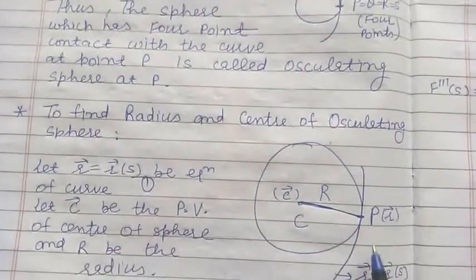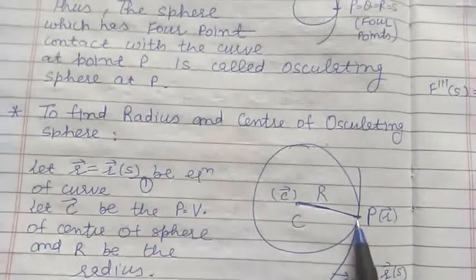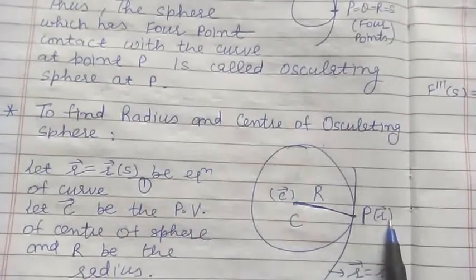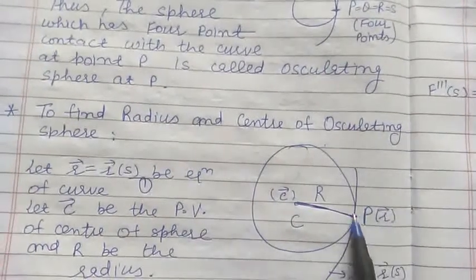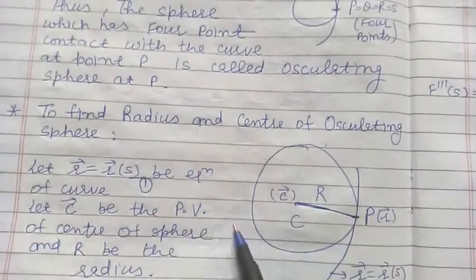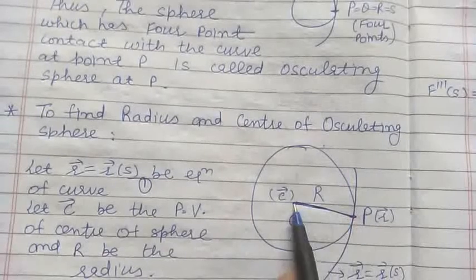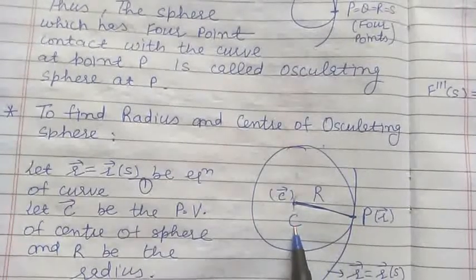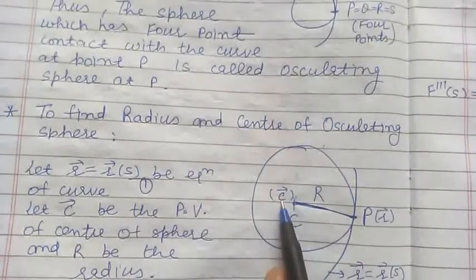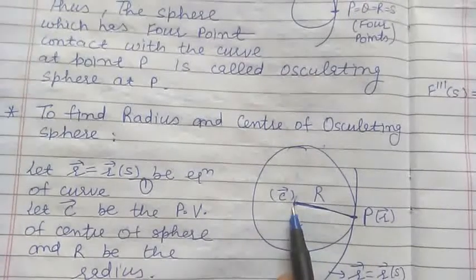Now let us derive the radius and center of the osculating sphere. So let us consider this to be a curve. This is the point P having the position vector r on this curve. Let us consider this to be the sphere through the point P. Let r be the radius of the sphere, and c be the center of the sphere, with vector c being the position vector of the center of the sphere.